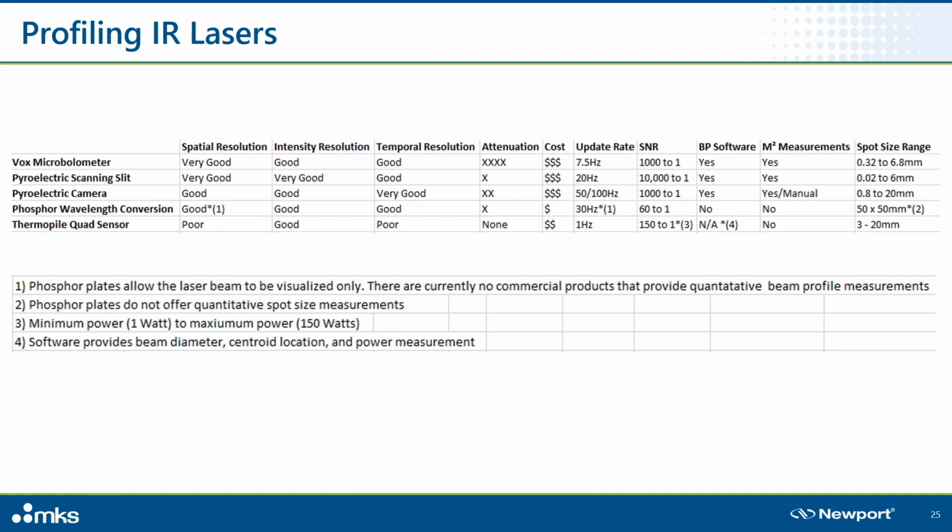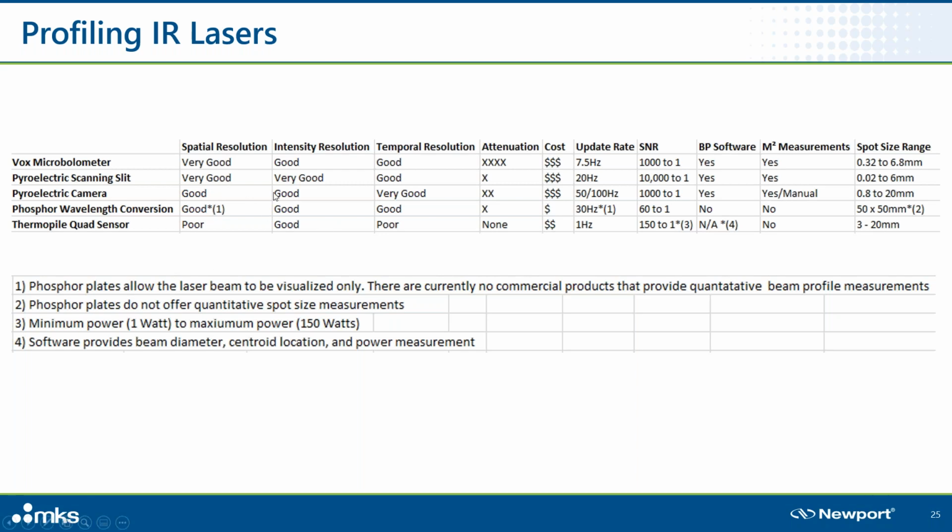The pyroelectric scanning slit also has very good spatial resolution and very good intensity resolution with the highest signal-to-noise ratio of any of these products. The temporal resolution is good, but many times attenuation is not required. You can impinge up to 100 watts directly onto these sensors, depending on the beam size. Approximately 20 hertz update rate. And again, as I said, the highest signal-to-noise ratio of any of the systems. Software is available, and they can be used for beam propagation measurements.